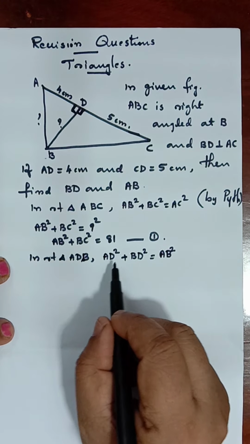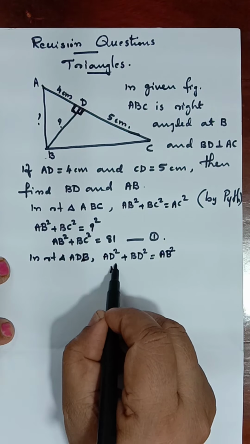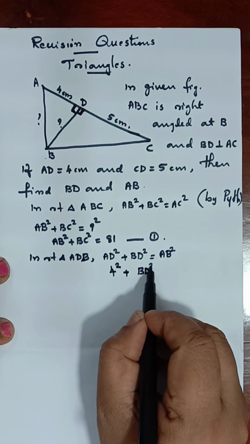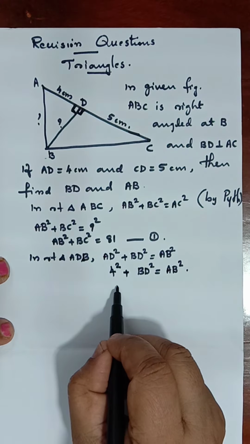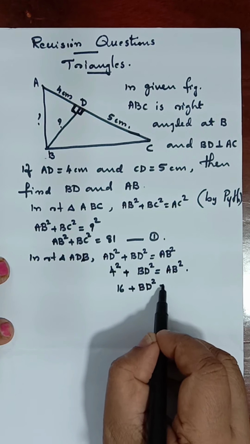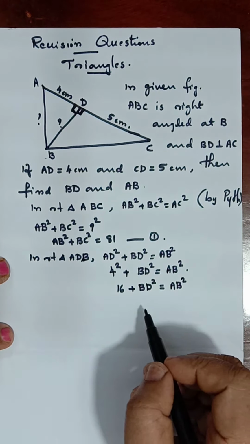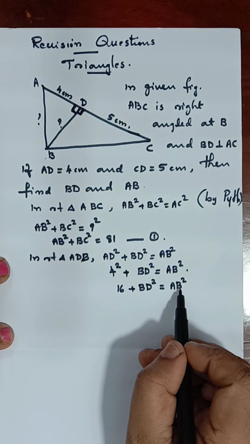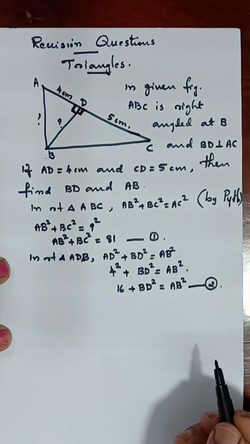Here also when we substitute, we get AD equal to 4. So we have AD square, 4 square, plus BD square is equal to AB square. 4 square is 16, as you all know, and to continue this step, we get 16 plus BD square is equal to AB square. Okay, let us mark it as equation number 2.